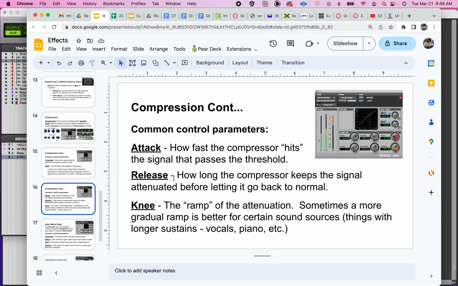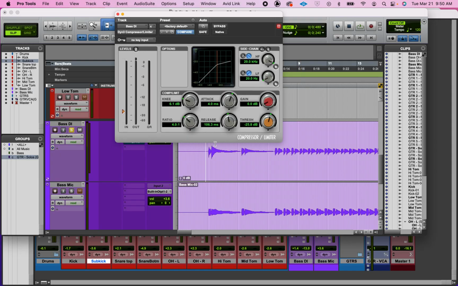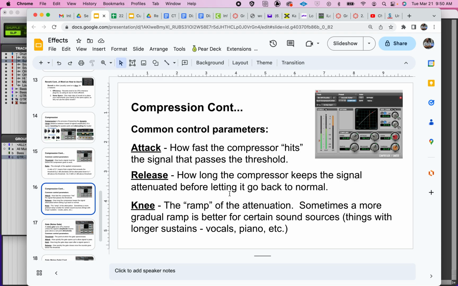Other parameters, attack and release, are actually the same as they relate to gates. So attack: how quickly are we going to push down on that signal once we see that it goes above the threshold? Not we, but the unit. And release: how long are we going to hold on to it? Or I should say, how slowly are we going to let it go back to normal? There isn't a hold time like there is in gates. So it's how long the compressor keeps the signal attenuated and how slowly it lets go.